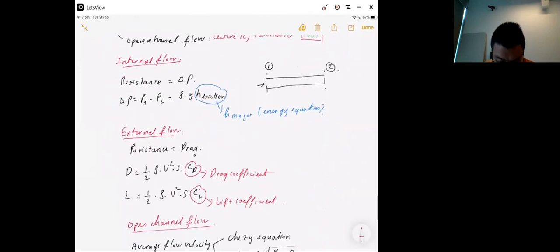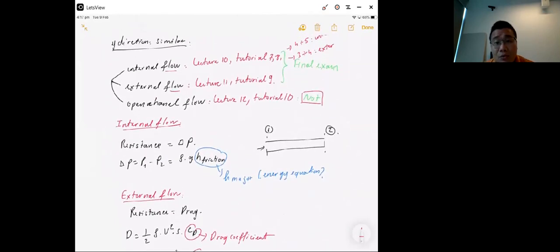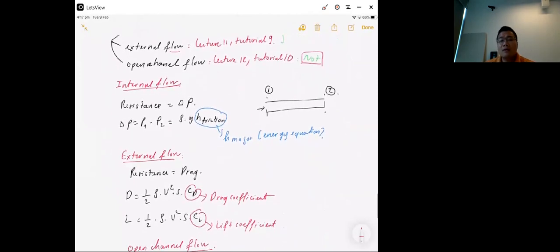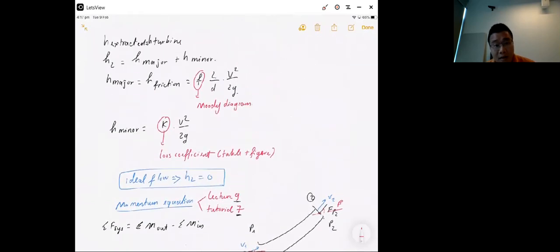About the internal flow, see lecture 10, tutorial 7 and 8. For internal flow, for example, we have water flowing inside a pipe. For internal flow, the resistance is shown by pressure drop. This one is what you saw in lab 1. Pressure drop delta P equals rho g times F friction, which is what you find here, or the major loss.